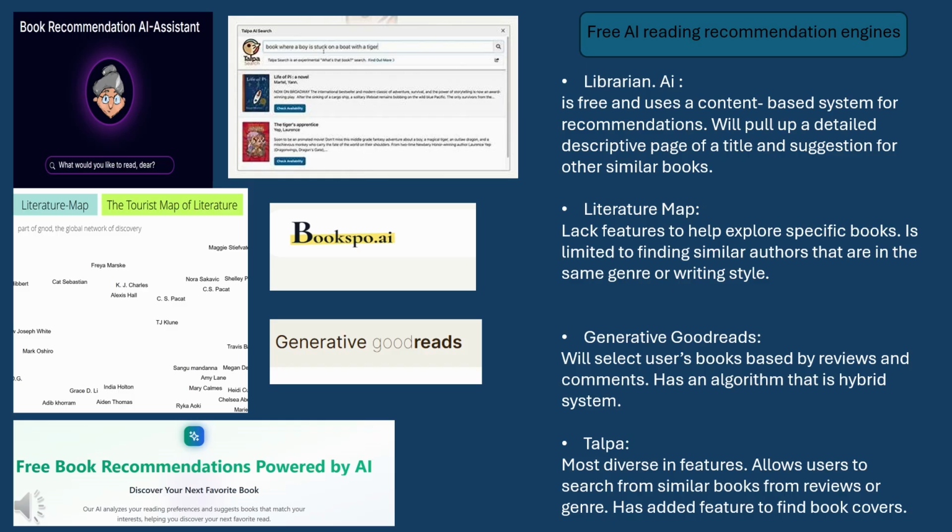What are current book recommendation engines available? Some of the AI book recommendation engines out there are easy to find and easy to use. First, we have Librarian AI. This site uses a simple prompt to use content-based preference filtering system. After entering your question, 10 results will pop up with similar themes.